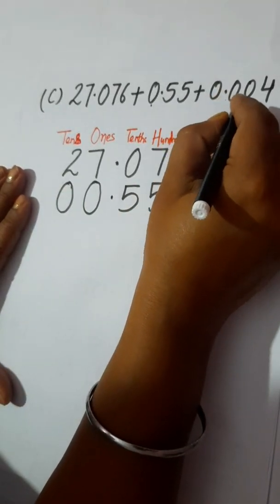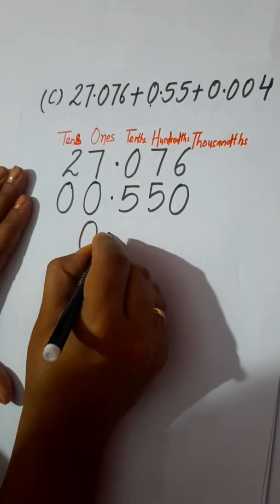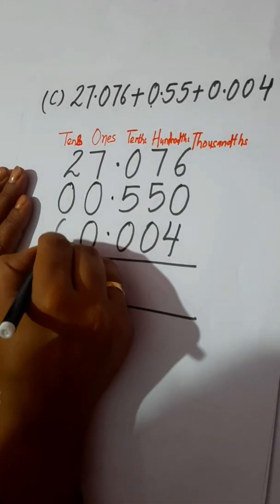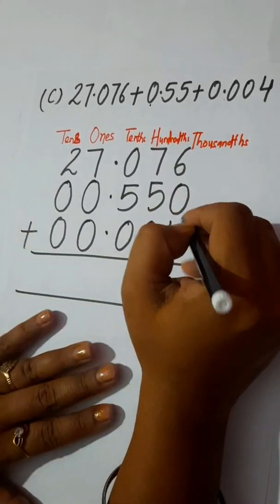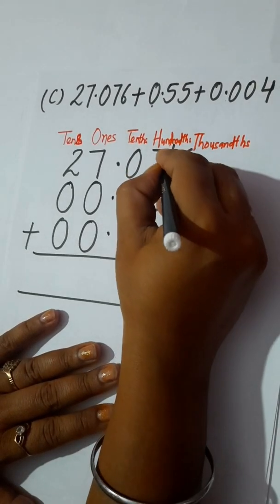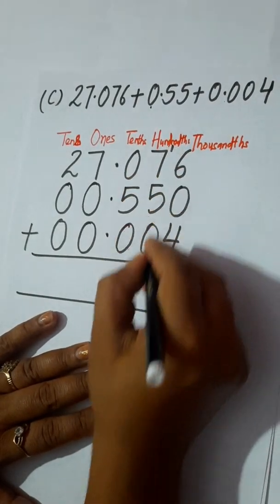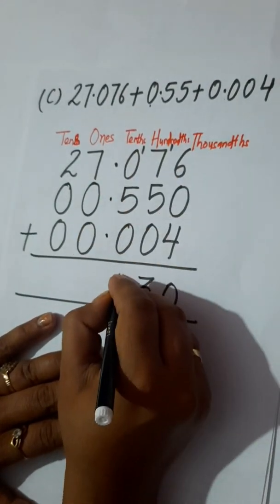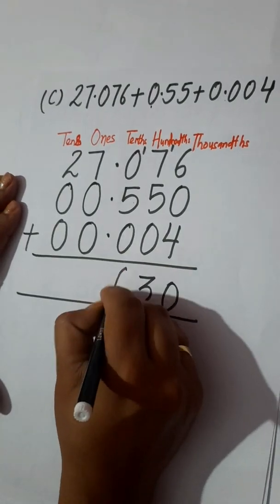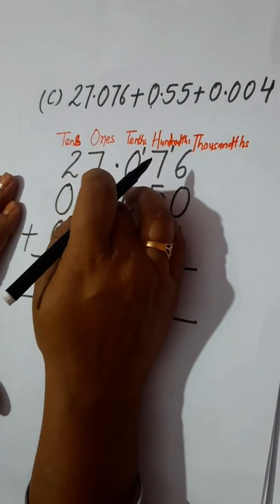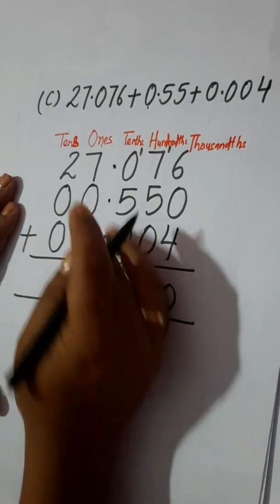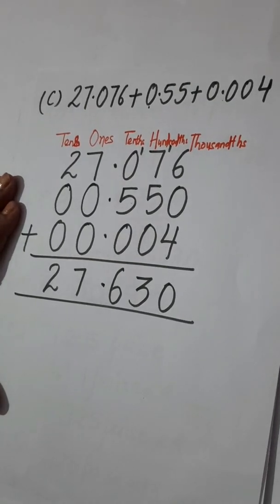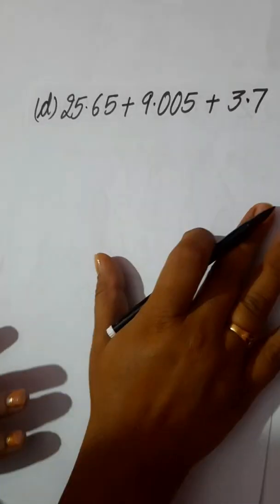Now next is 0.004. So here I will write 0.004, and in this also you will put 0. Now 6 plus 4 is 10, 7 plus 1 is 8, 8 plus 5 is 13, 1 plus 0 is 1, 1 plus 5 is 6, 6 plus 0 is 6. Now 7 plus 0 plus 0 is 7, 2 plus 0 plus 0 is 2, that is 27.630. Now next we have part D.